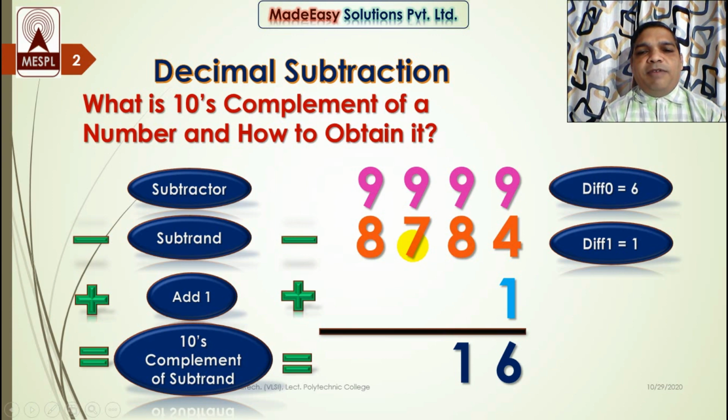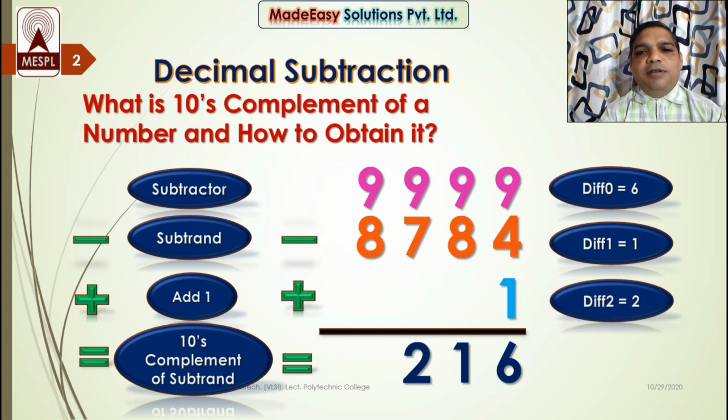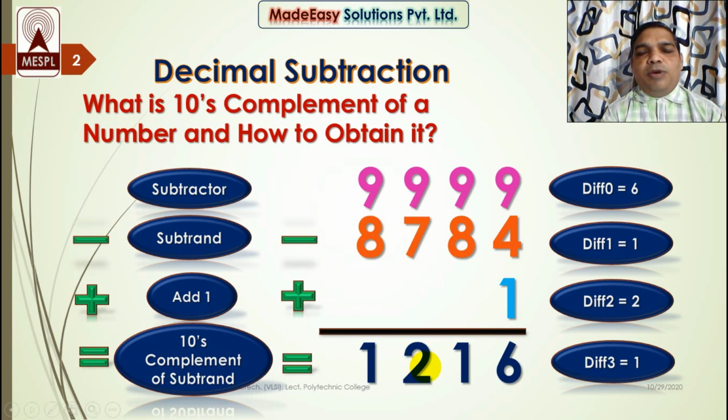Now subtract 7 from 9, I will get the difference 2 and I will put the difference over here. Now subtract the MSDs, that means subtract 8 from 9, I will get the difference 1 and I will put it over here. So the result I got is 1216, and that is the 10's complement of this subtrahend 8,784. So again, finding 10's complement is also a simple process.